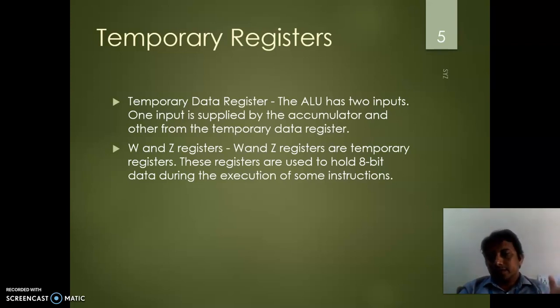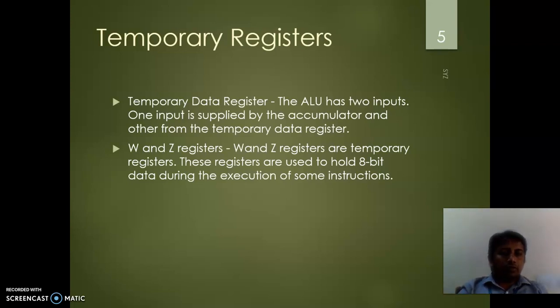These registers are used for temporary purposes, after which their usage is automatically erased. One is a data register, which is not used in your programming; you can't consider the data register in programming. Another pair is the W and Z registers. So first of all, what is a data register?